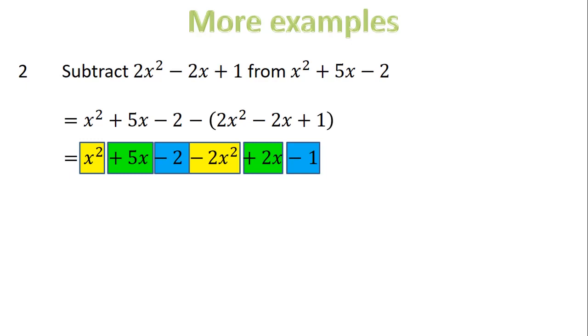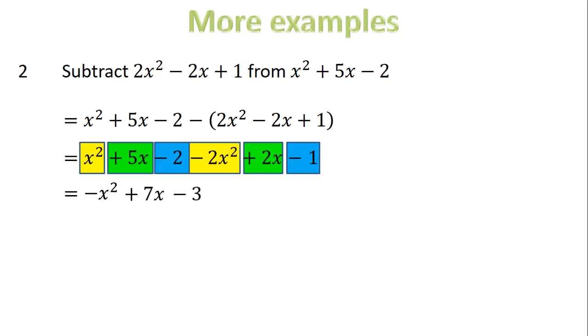X squared minus 2x squared gives me minus x squared, plus 5x plus 2x in the green gives me plus 7x, and lastly our blue, or our constants, minus 2 minus 1 gives me minus 3.